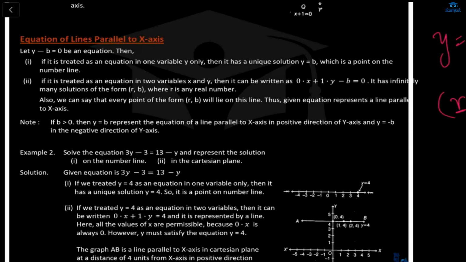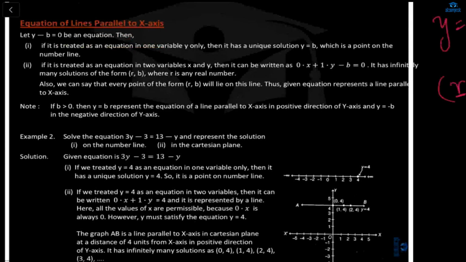Like, a linear equation in one variable has only one solution, but a linear equation in two variables has infinite solutions. For different values of x, you can find different values of y correspondingly. If it is treated as an equation in two variables x and y, then it can be written as 0.x plus 1.y minus b is equal to 0. It has infinitely many solutions of the form r comma b, where r is any real number. For any real number, this satisfies the equation. Also, we can say these points lie on the line.